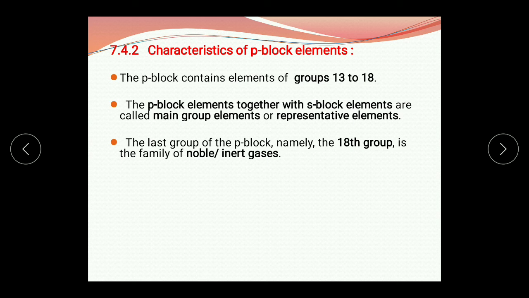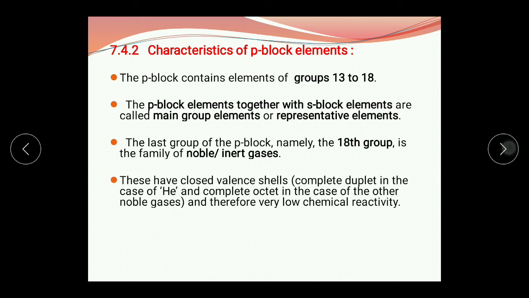Inert means inactive. Why are they inert? Because their last shell is completely filled. That is why they are called closed valence shell elements. The only exception is helium, which has a complete duplet, while all others have a complete octet. And hence they have very, very little reactivity because they don't need to form a compound as their octet is complete.